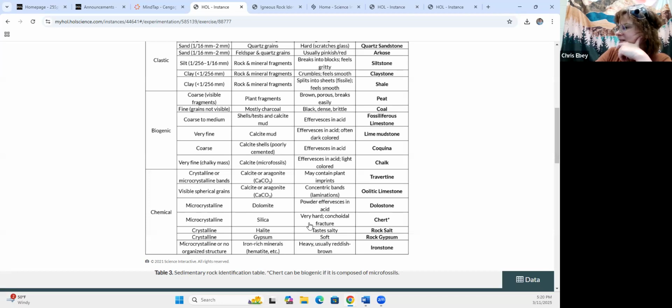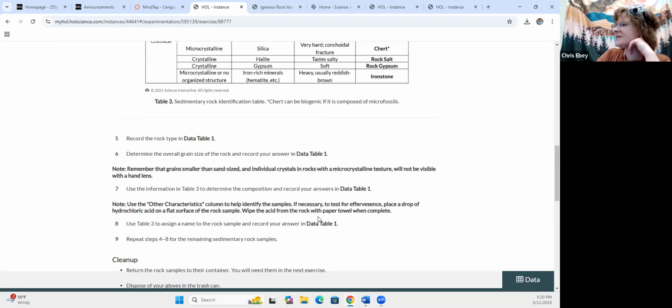What else in here? Iron rich minerals. Okay. That would be ironstone. What a bizarre one to include in a basic rock and mineral identification kit. Okay.